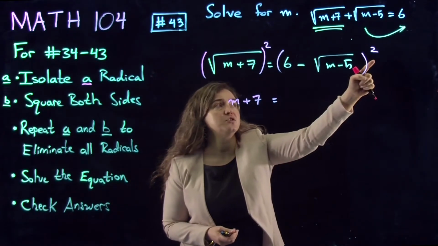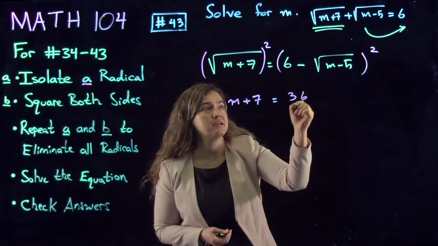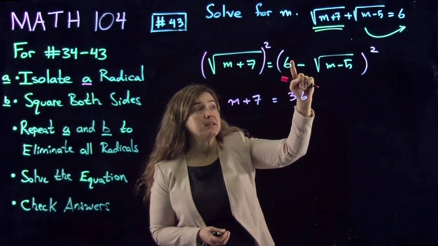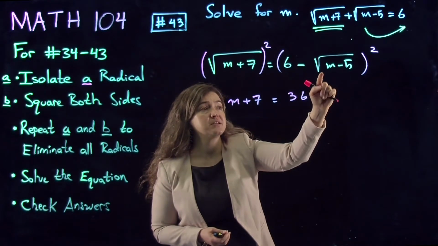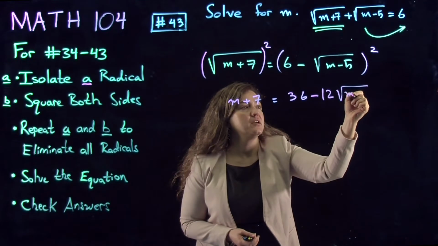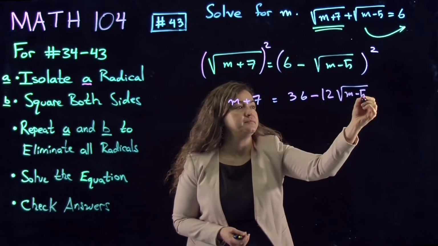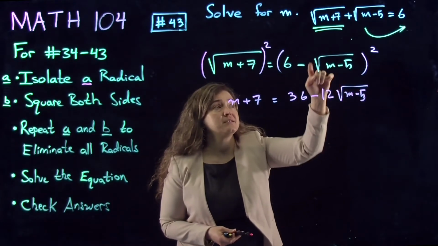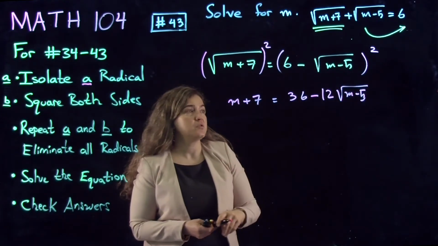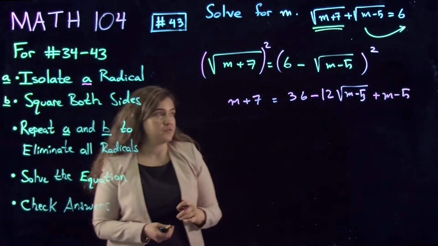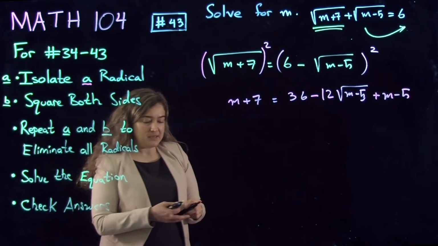So it would be the first one to power 2, which is 36, minus 2 times the first one times the second one, which is minus 12, square root of m minus 5. And then the second one to power 2, which is going to be plus m minus 5. Now let's simplify this.